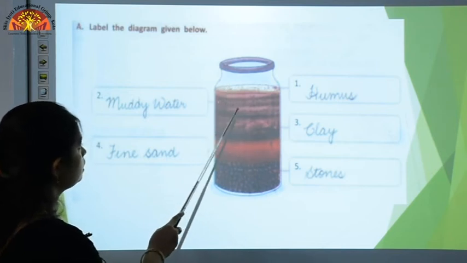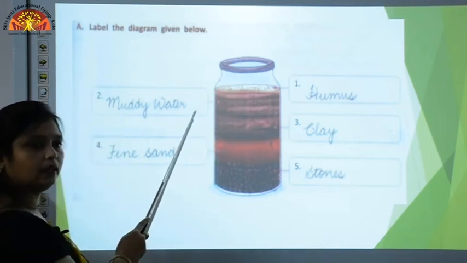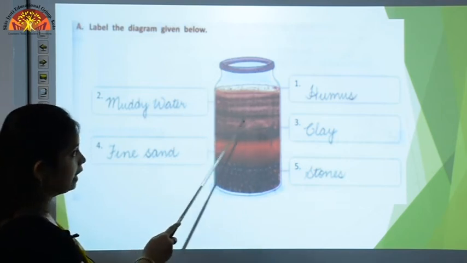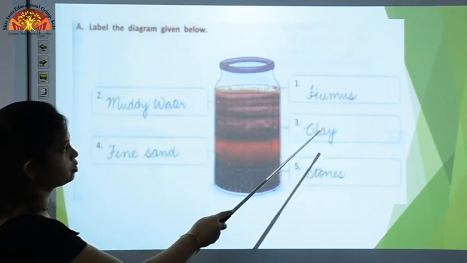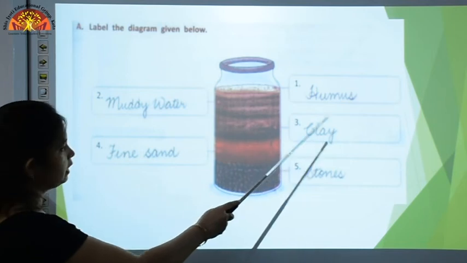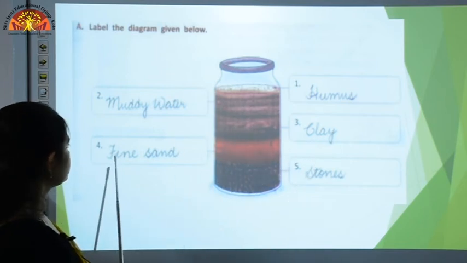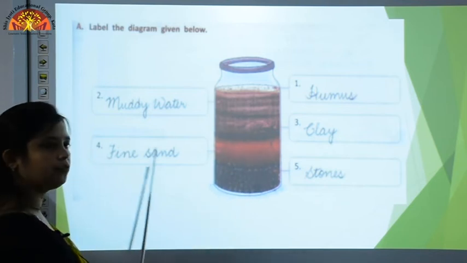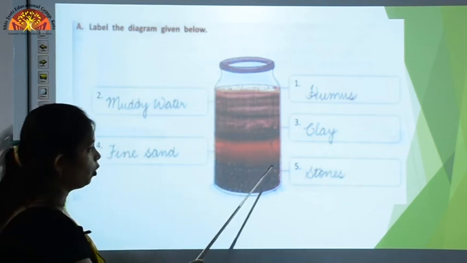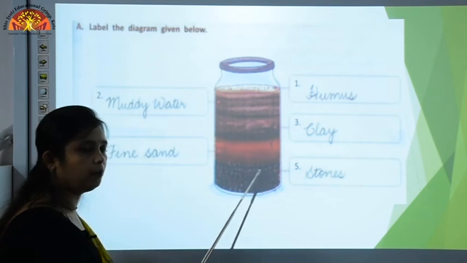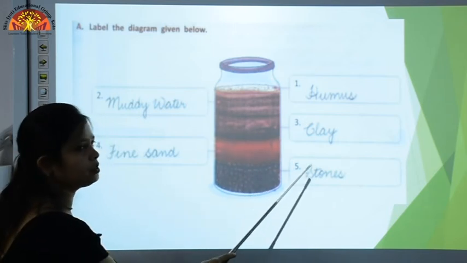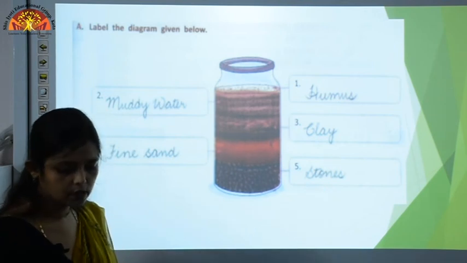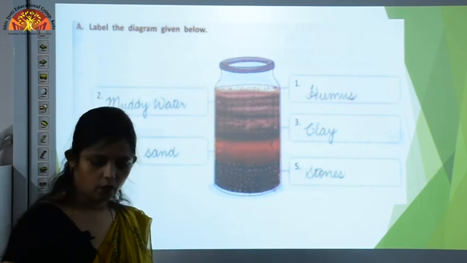Then below humus there is the presence of muddy water in the soil. So we will write muddy water. Then below muddy water clay is present, which can hold the water. So third, we will write clay. Then below clay there is fine sand. You can see here, this is the fine sand. So we will write fine sand over here, and at the bottommost part of the soil stones or pebbles are present. So we will write stones over here. So this was about the book work of this chapter.